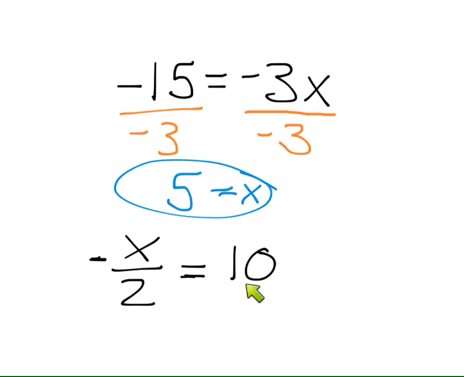This one's a little different. Okay, I have just a negative sign out front, right? It really doesn't matter where it is, but it's out front. So I have negative x divided by 2 equals 10. I want to get x by itself and positive. Anybody want to take a shot at what I should do here? So how am I going to get x by itself here?